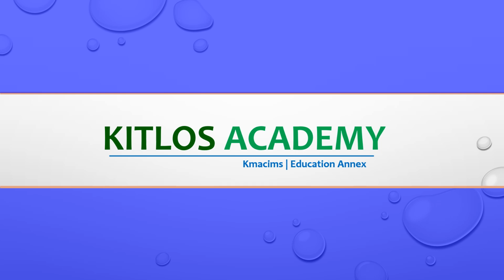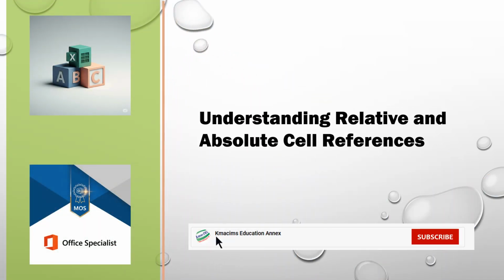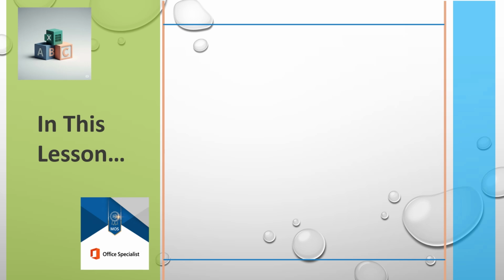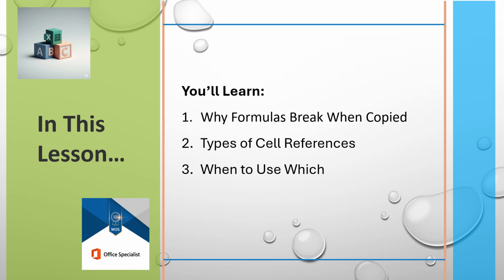Our last lesson in this module is understanding relative and absolute cell references. In Microsoft Excel, mastering relative and absolute cell references is the single most important skill you'll learn for building smart, robust, and copy-paste friendly formulas. It is an absolute must-know for your MOS certification and will transform you from a formula fumbler to a true spreadsheet hero. At the end of this lesson, you'll understand the different types of cell references and when to use them.